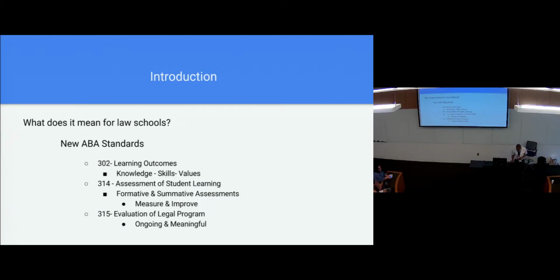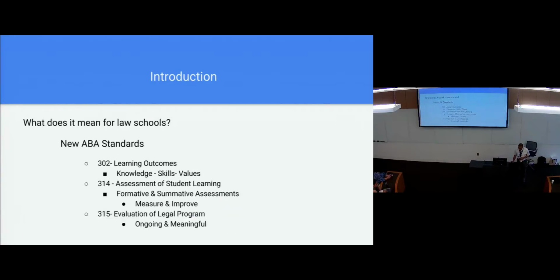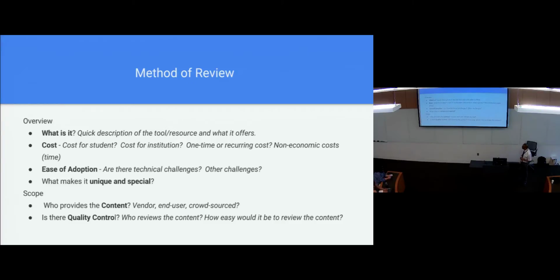When we started talking about trying to figure out a way to evaluate some of the different tools that were out there, we came up with 7 basic questions when we were looking at these tools. So the first thing we want to do is ask, what is it? Give a quick description of the tool or resource and what it offers.